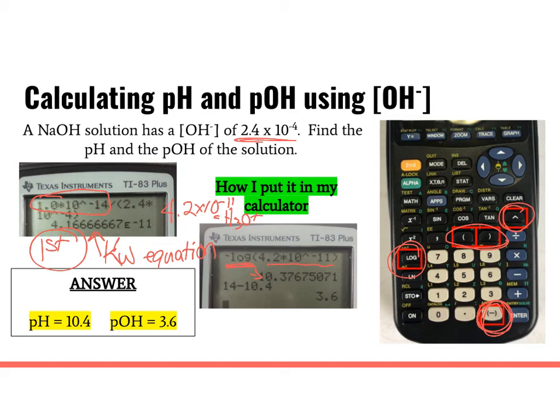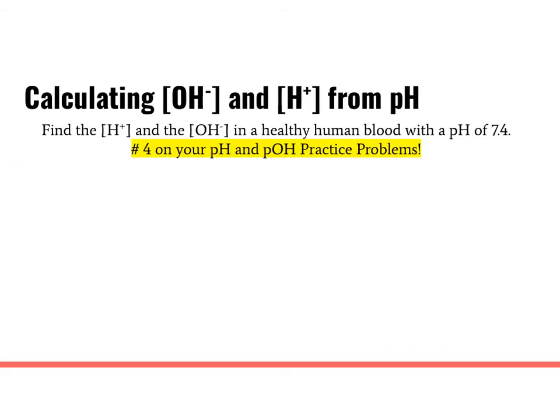And then my last one was I took 14 minus 10.4 to get my pOH. So again, your calculator might look different, but those are the values and the buttons that I used on my calculator. Here's the last type of problem that you guys are going to encounter on your worksheets.